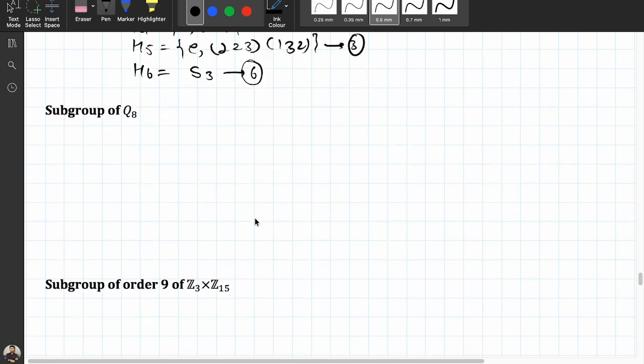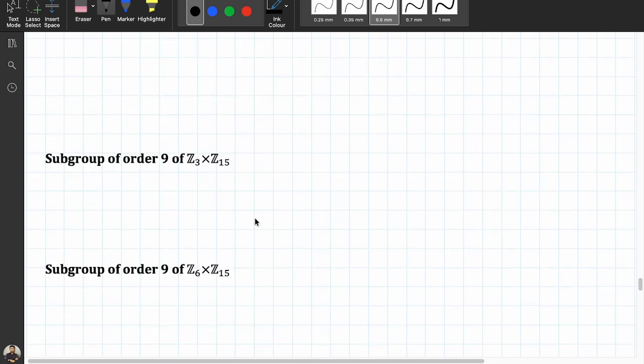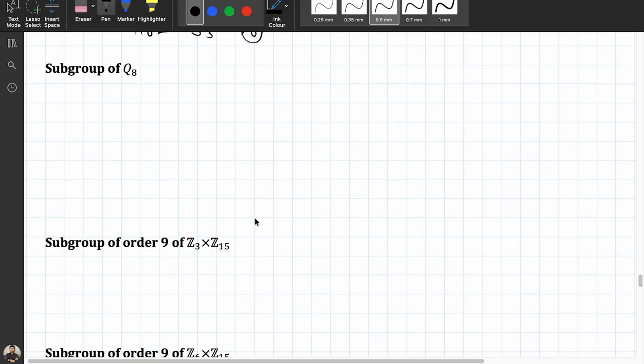Okay, now come to that I have already discussed. Now come to the subgroups of Q8, that I have already discussed. So subgroups of Q8, okay, this is what? Plus minus 1, plus minus i, plus minus j, plus minus k, already discussed.